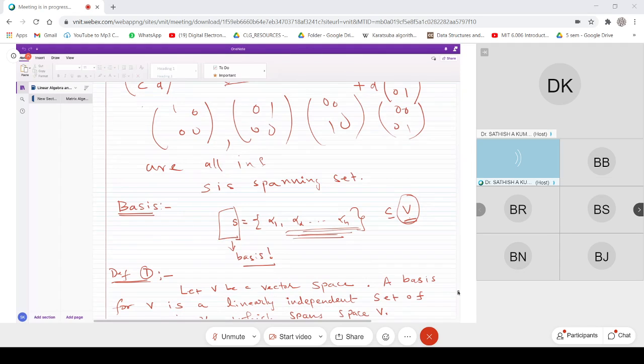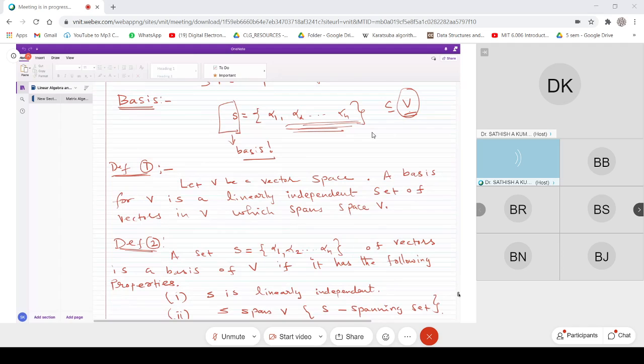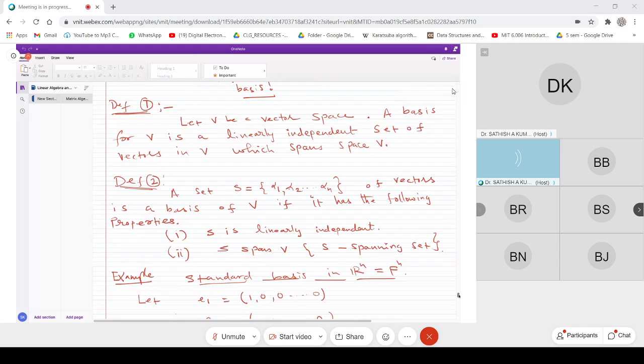Okay. So now we want to discuss when S is a basis. If I want to say S is a basis, then it should have two properties. One is that it should be a linearly independent set. If I take the set S as alpha 1, alpha 2, etc., alpha n, it should be linearly independent, and it should be a spanning set. Spanning set means that any vector in V can be expressed as a linear combination of the vectors in S. Okay, you can see this definition too. Of course, definition one has the same meaning.